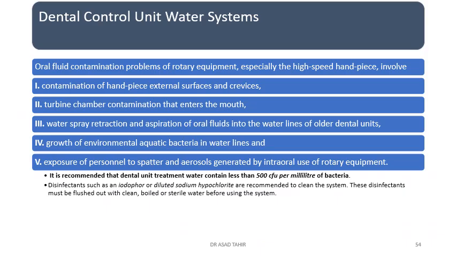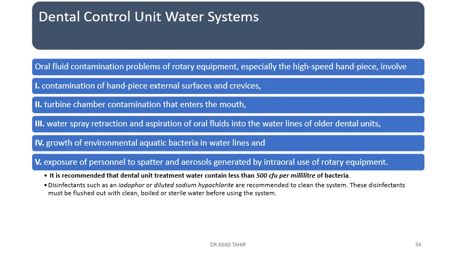Dental control unit water systems. Oral fluid contamination problems of rotary equipment, especially the high-speed handpiece, involve: 1. Contamination of handpiece external surfaces and crevices. 2. Turbine chamber contamination that enters the mouth. 3. Water spray retraction, aspiration of oral fluids into the water lines of older dental units. 4. Growth of environmental aquatic bacteria in water lines. And 5. Exposure of personnel to spatter and aerosols generated by intraoral use of rotary equipment.